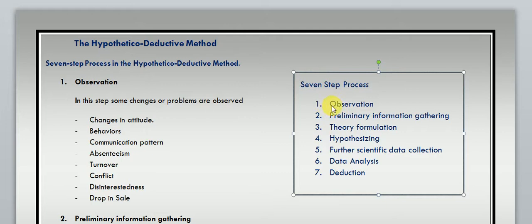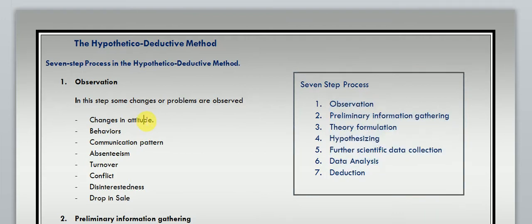The first we have is observation and preliminary information gathering, theory formulation, hypothesizing, further scientific data collection, data analysis, and deduction. So the first step in this method of research is observation. Dear students, what is observation? In the first step, if you are a manager of an organization, you observe. In this step, some changes or problems are observed. You observe that there is something wrong in your organization, right?